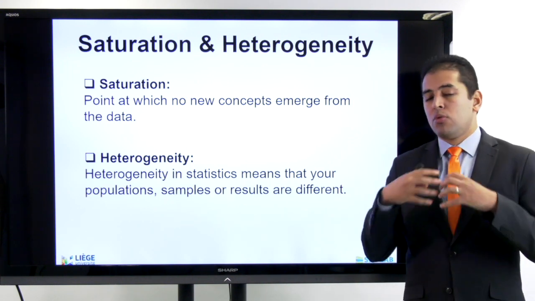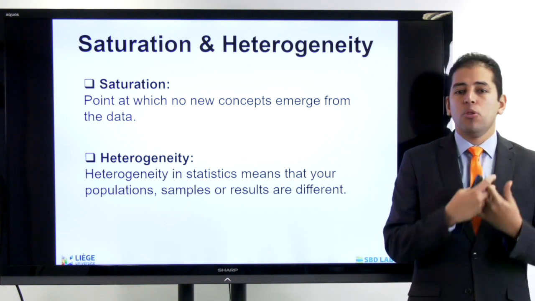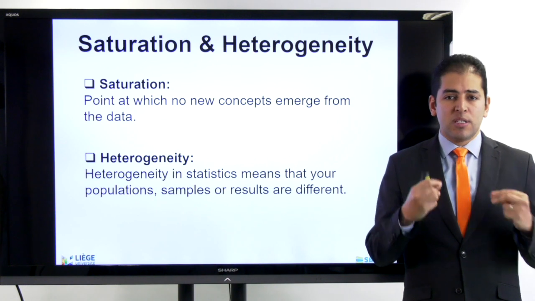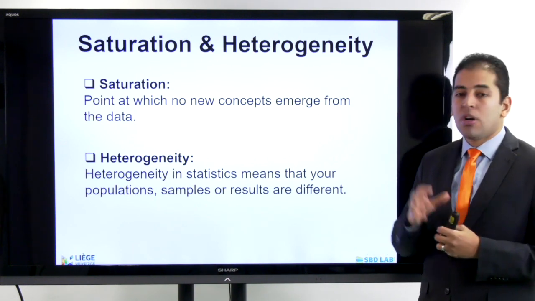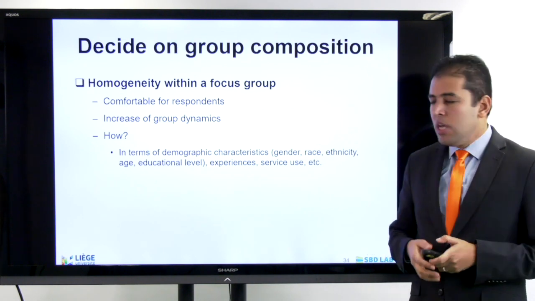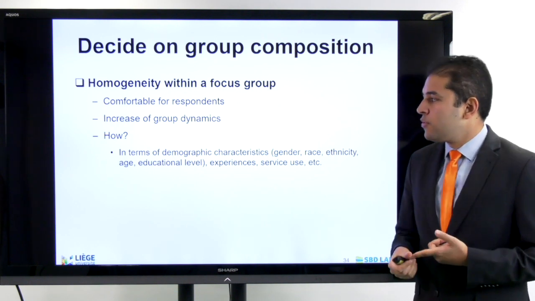If you are doing research and you are seeking homogeneity, then you will recruit people with this in mind. The most important thing is that you identify those two parameters in your sampling strategy when you are developing your research method, so that you are aware of them and have a purpose when you work. Now, homogeneity within a focus group can be comfortable for respondents.